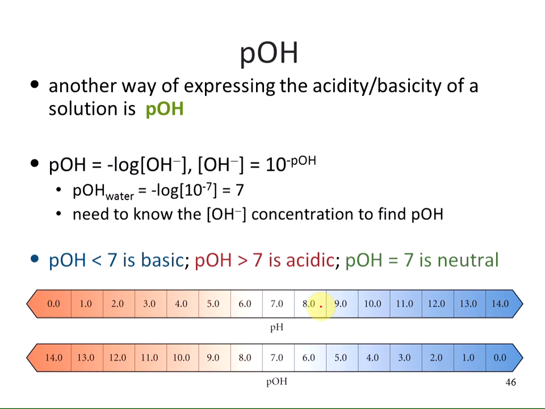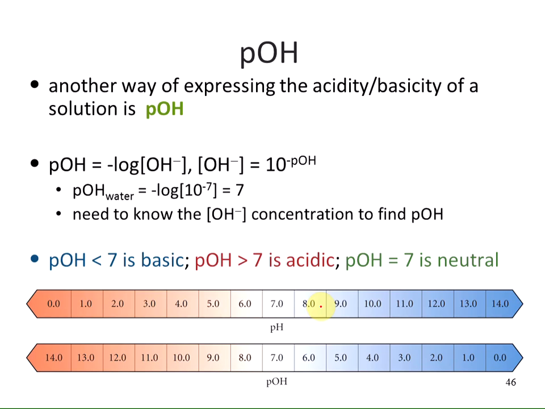And if we're trying to find the pOH of pure water, that pOH is the negative log of the hydroxide concentration. And we said that pure water at 25 degrees C has a concentration of hydroxide of 10 raised to the minus 7th. So the pOH of water is 7. Now to find the pOH, we must know the OH concentration.